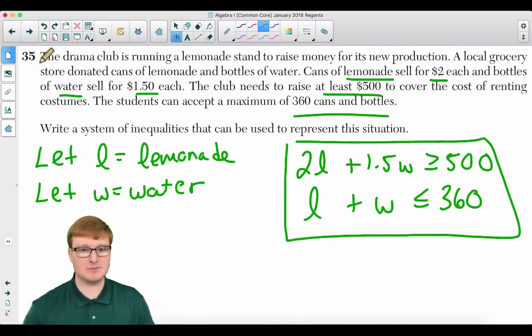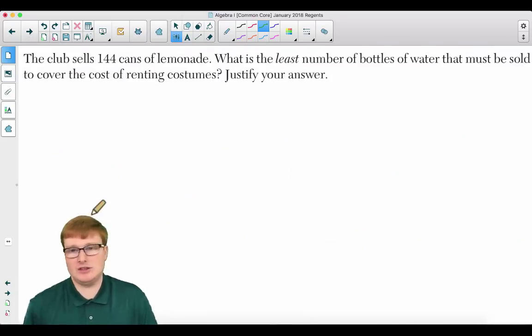All right, moving on to the next part of the question. I assume that they wanted us to solve. The club sells 144 cans of lemonade. What is the least number of bottles of water that must be sold to cover the cost of renting costumes?